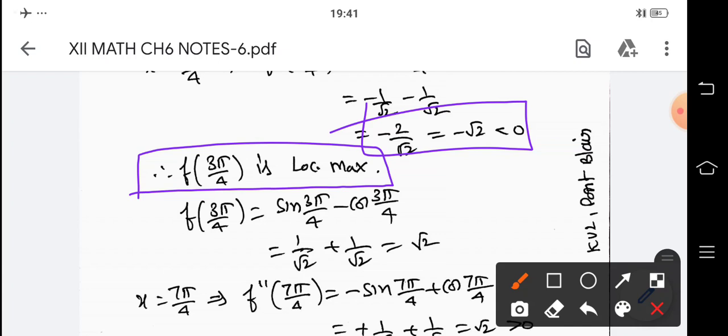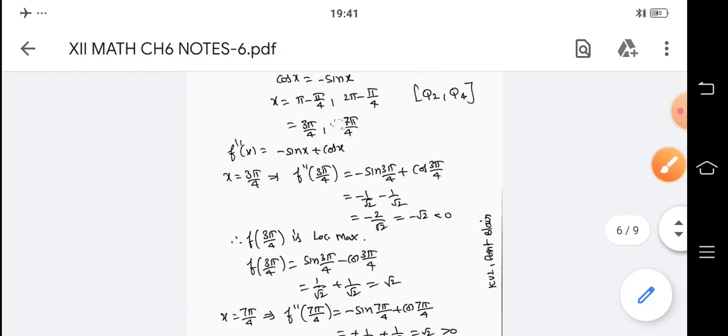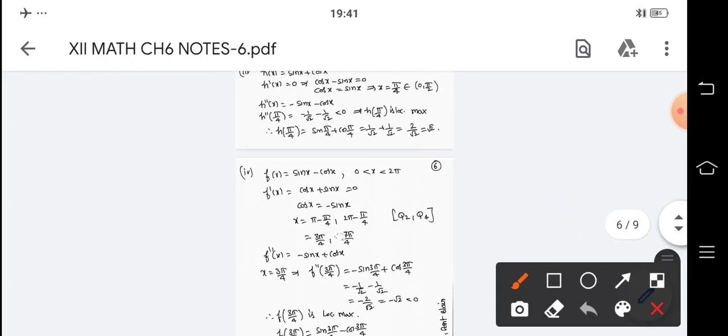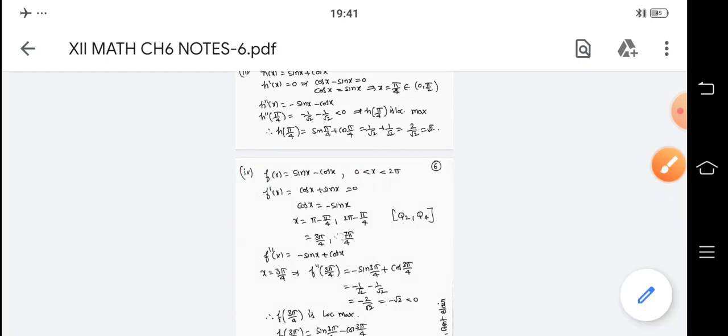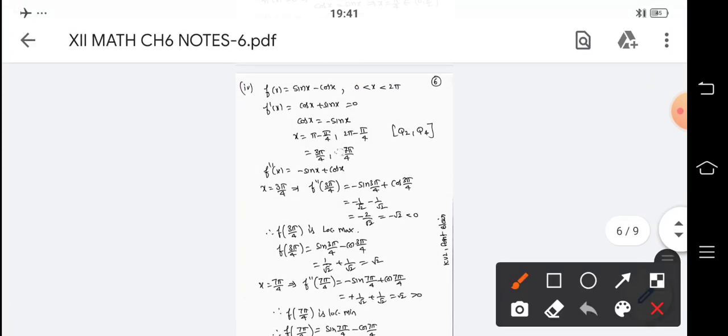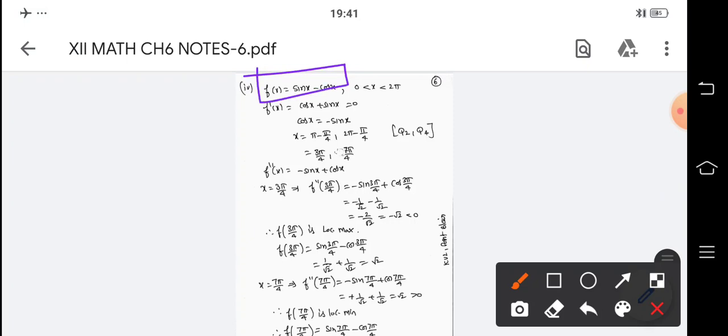Now similarly, for the local maximum value, find f of 3 pi by 4 by substituting 3 pi by 4 in f of x. This is f of x, right? In that you substitute 3 pi by 4, and then you get the root value.